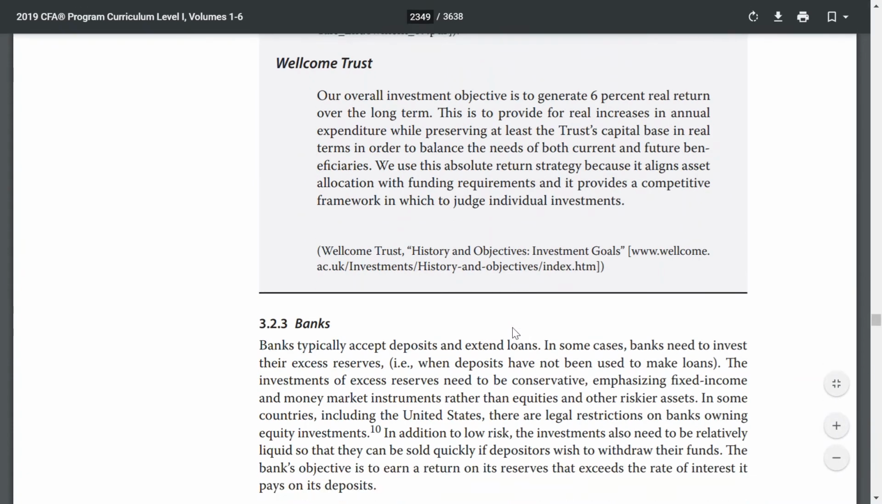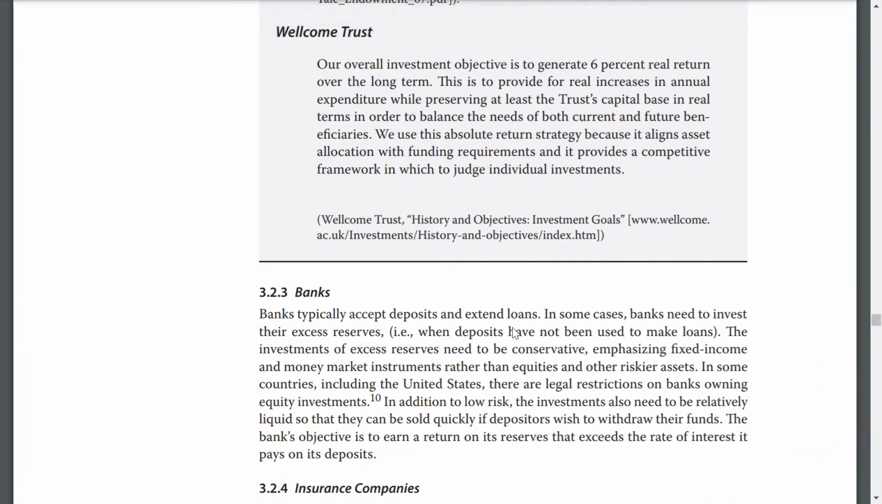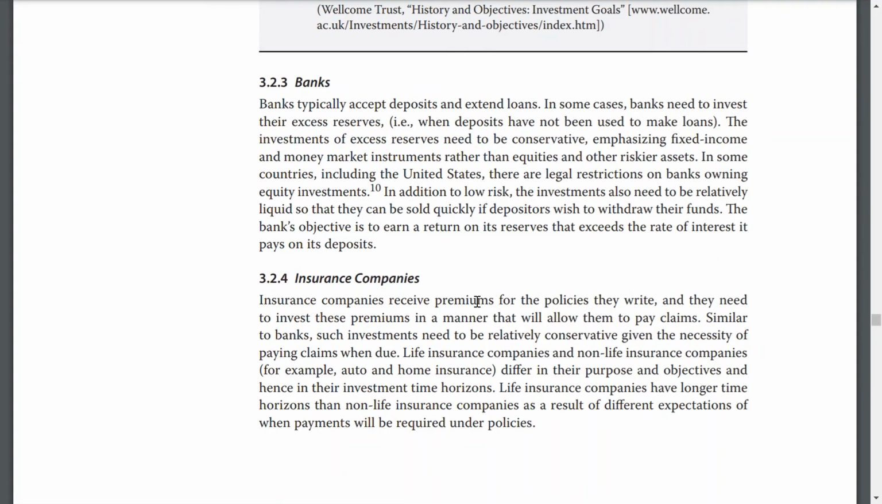Banks typically accept deposits and extend loans. In some cases, banks need to invest their excess reserves. The investments of excess reserves need to be conservative, emphasizing fixed income and money market instruments rather than equities and other riskier assets. In some countries, including the U.S., there are legal restrictions on banks owning equity investments. In addition to low risk, the investments also need to be relatively liquid so that they can be sold quickly for depositors wishing to withdraw their funds. The bank's objective is to earn a return on the reserves that exceeds the rate of interest it pays on its deposits.